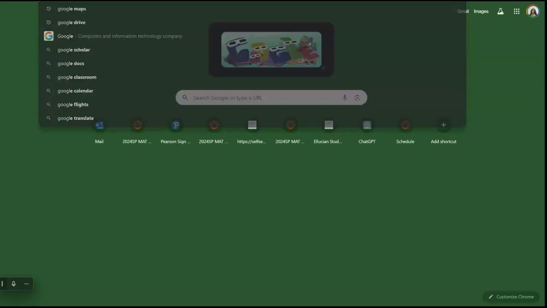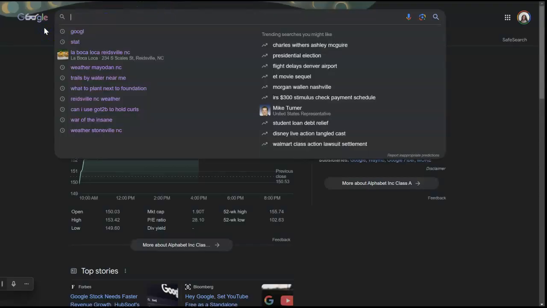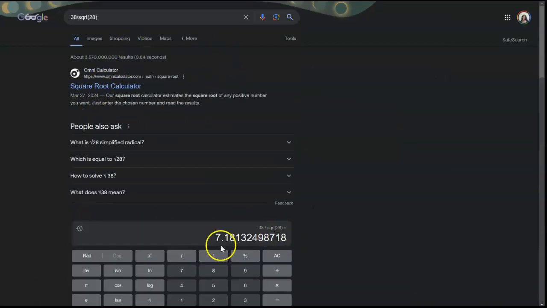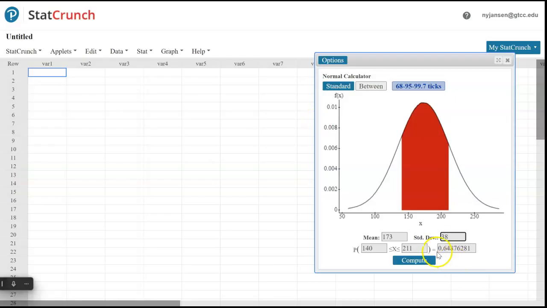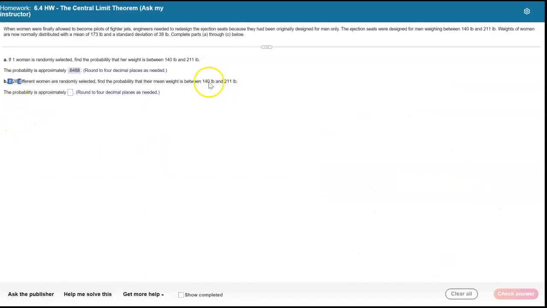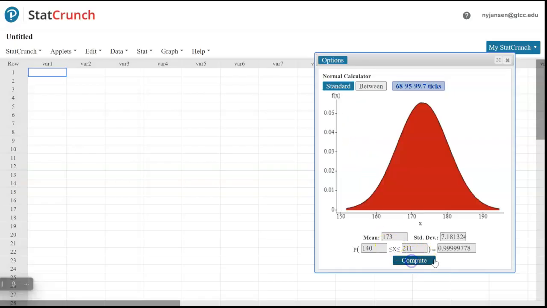I'm going to quickly calculate that. It is the original standard deviation, which was 38. But I need to divide that by the square root of our sample size, the square root of 28. And if I take 38 and divide it by the square root of 28, I get this number here. So I'm going to now put this in for my standard deviation. And we're looking for, again, the mean weight to be between 140 and 211. So I'm going to keep the 140 and 211 the same.